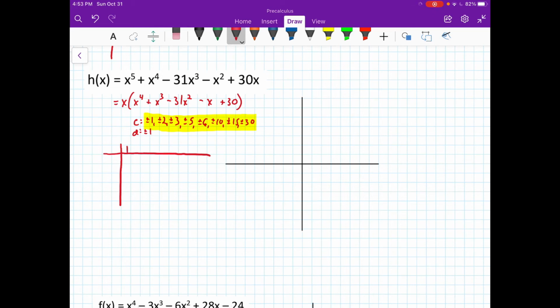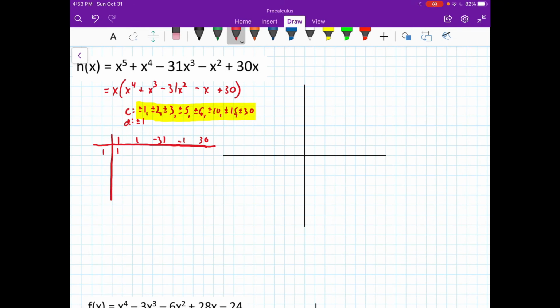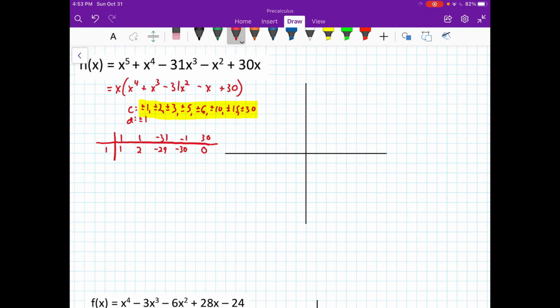So we list our coefficients: 1, 1, negative 31, negative 1, and 30. And let's start with 1. Bring down the 1. I'm not going to necessarily talk through all these, I'll just write. All right, first try. So I'm going to erase that. And now we got a remainder of 0.